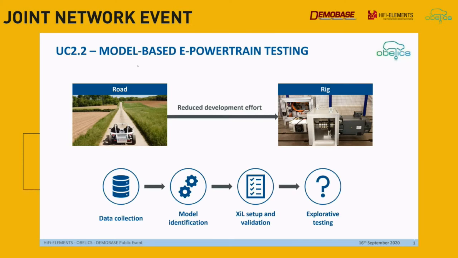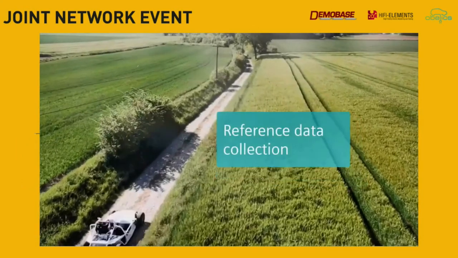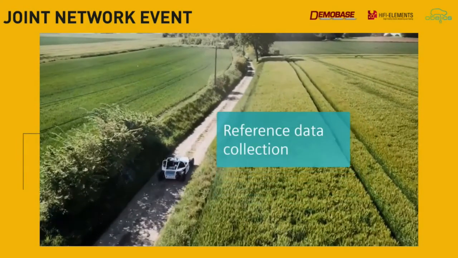So first we collected data, then we created different models and identified them with real measurements. Then we integrate these models in a brand new XIL setup and validate them with measurements on the roads. And finally, we could do explorative testing on the XIL setup. This video gives you an overview how it went.